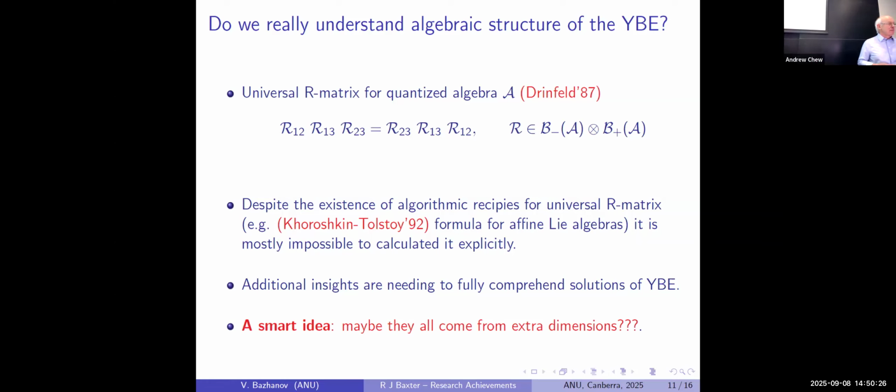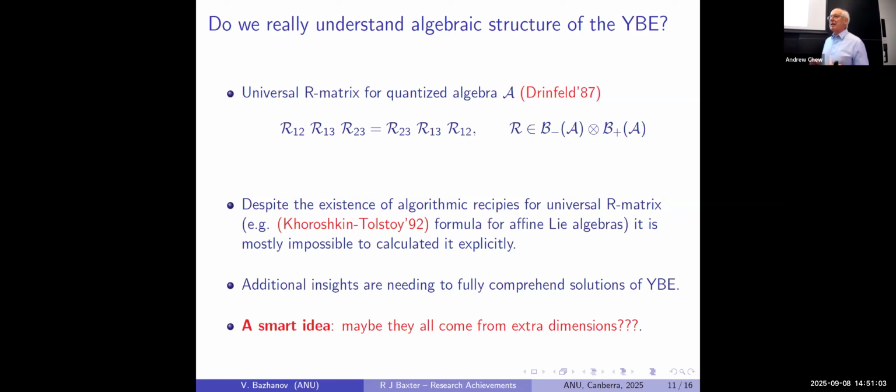Everything about this equation? A lot has been done algebraically. For example, the notion of the universal R-matrix for quantized algebra. I'm not going to explain what a quantized algebra is, but if you have one, you must have what is called a universal matrix, which by definition satisfies this equation. And the only thing you need to do is take the algebra and calculate this universal matrix.